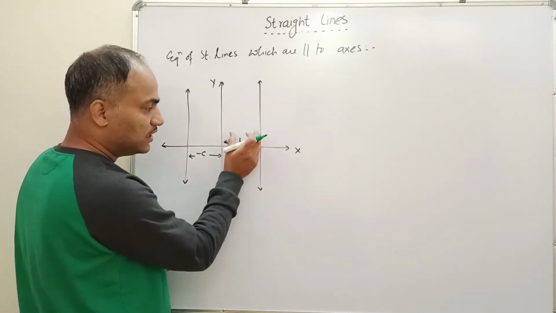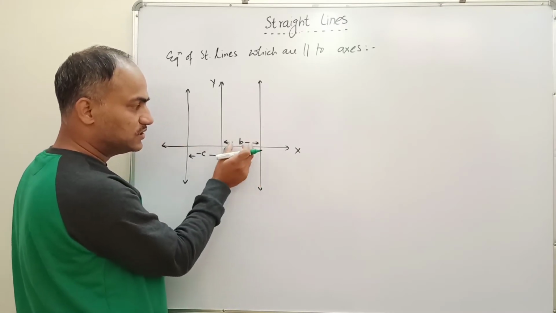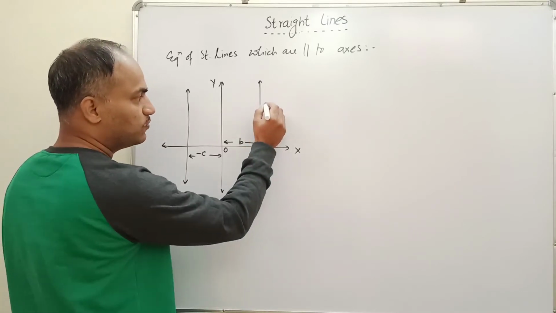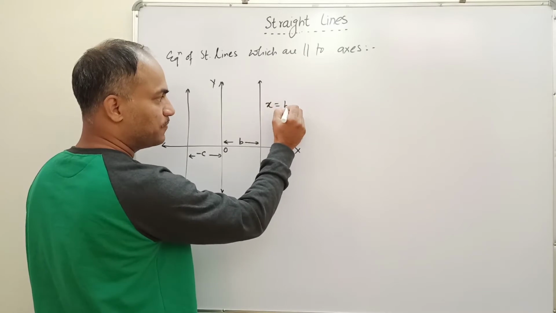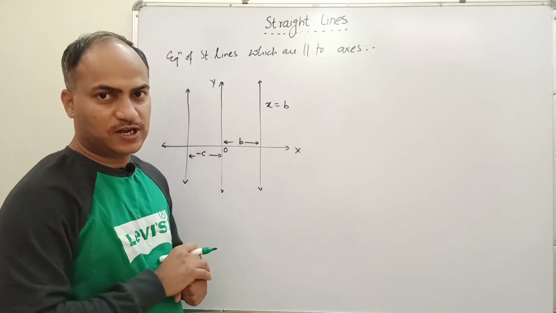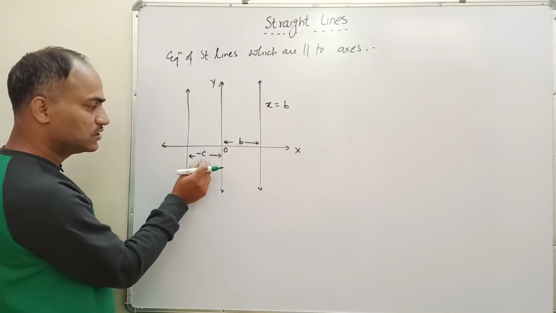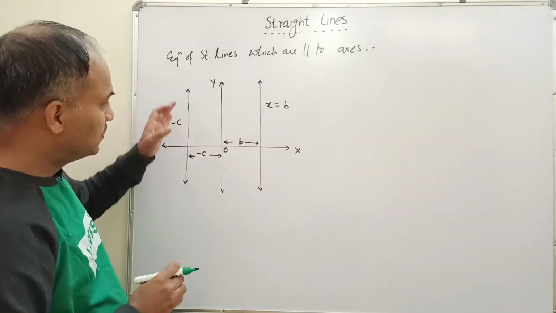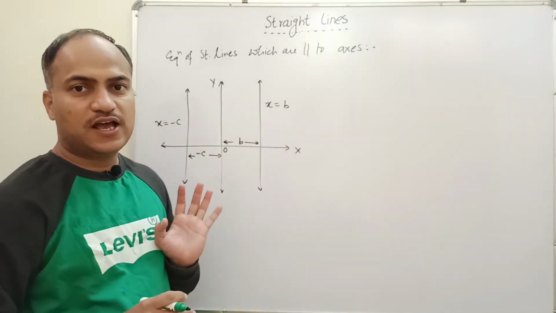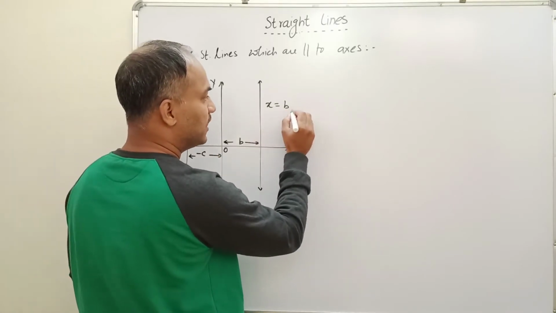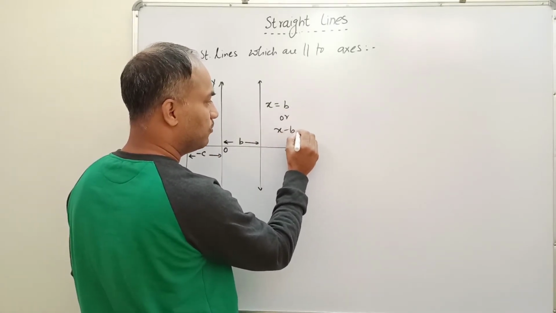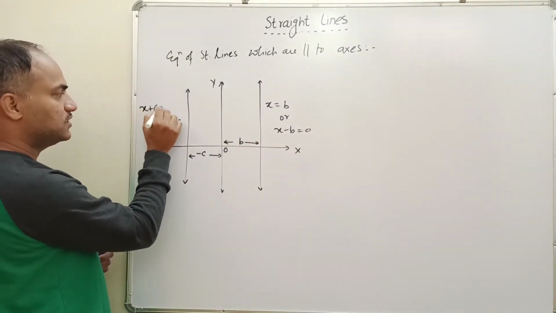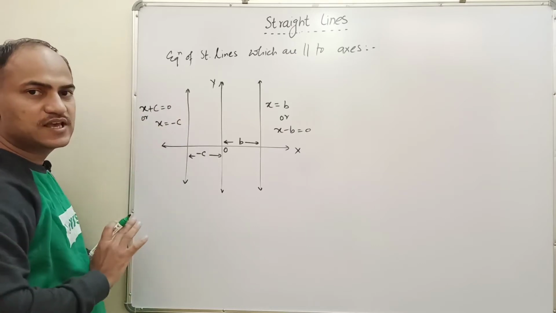So here, what is the x coordinate? See, this intercept is cut on the x-axis. If we say how much intercept on the x-axis, it is simply b. This is the equation of this straight line, very simple: x is equal to b. Suppose this is the value x is equal to minus c. So this is the equation of this straight line, x is equal to minus c. You can also write this equation in a different form, x plus c is equal to 0. Both are the same.